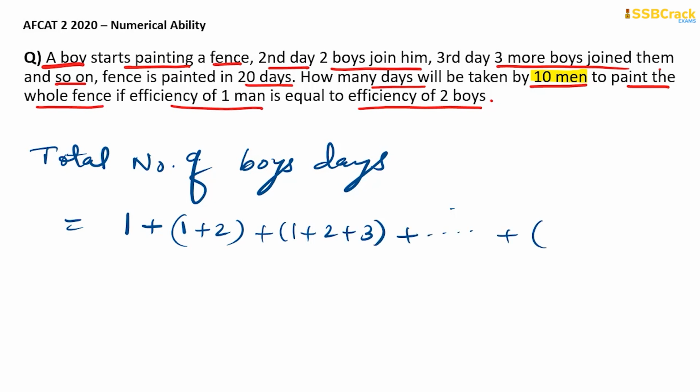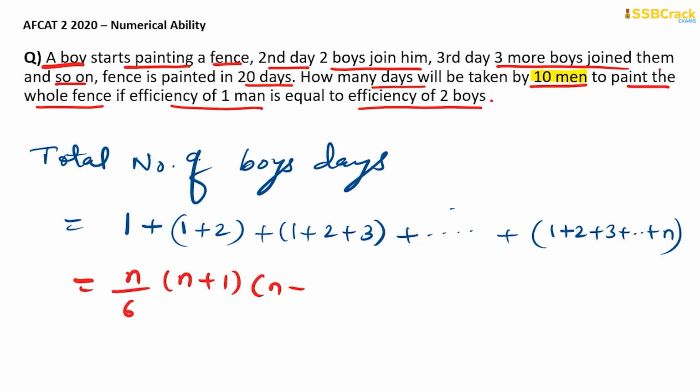Okay, so on to some unknown, let us say, because we don't know. So 1 plus 2 plus 3 plus so on plus nth day. So you must know that there is a formula to find the sum of the terms in such series, and that formula is n by 6 into n plus 1 into n plus 2. And now we noted in the question that the fence is painted in 20 days.